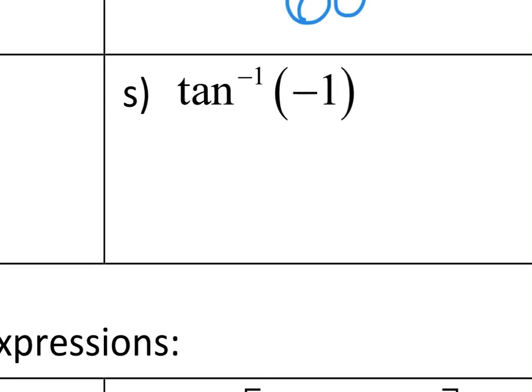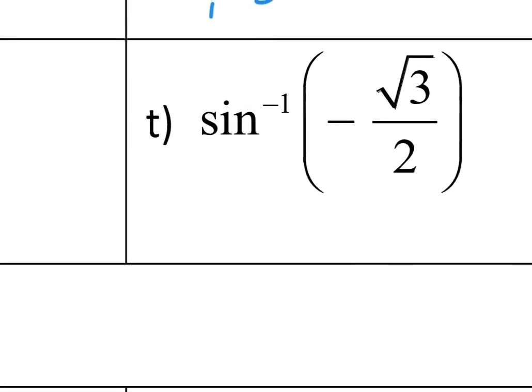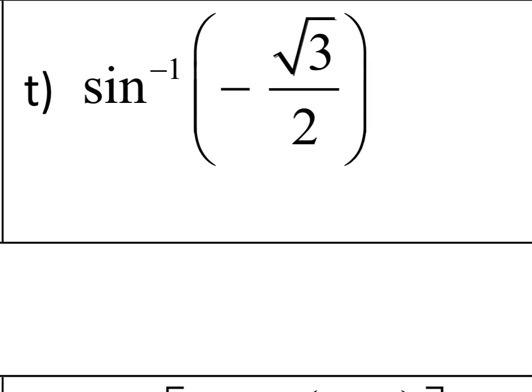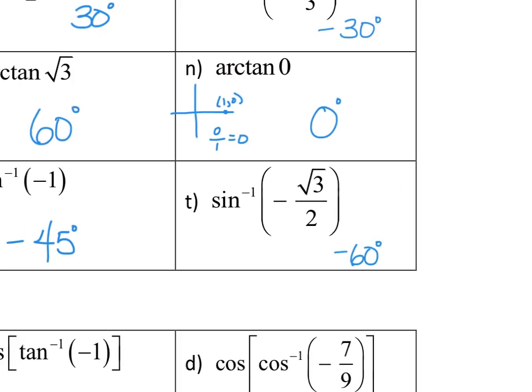Remember that tangent of +1 is 45. So inverse tangent of -1 is going to be -45. Inverse sine of negative radical 3 over 2. Well, sine of +60 is positive radical 3 over 2, so inverse sine of negative radical 3 over 2 is going to be -60 degrees.